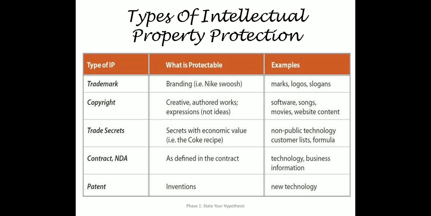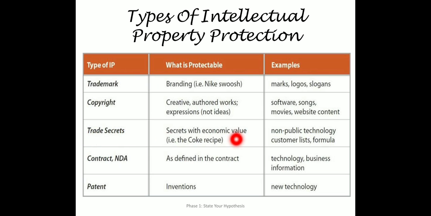Types of intellectual property protection. Trademark: what is protectable? Branding like Nike, examples, marks, logos, slogans. Copyright: creative authored works, expressions, not ideas, software, songs, movies, website content. YouTube has a tough monitoring system for that, with some of the toughest algorithms on the internet. The US Digital Millennium Copyright Act applies if you copy someone's content.